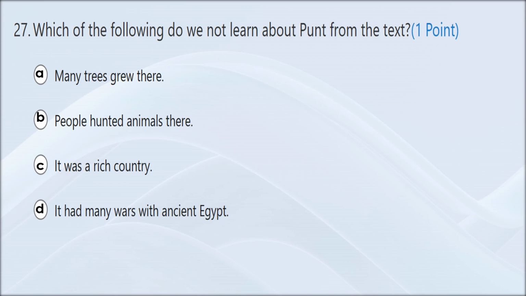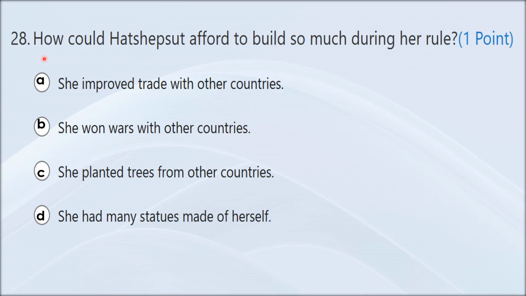Okay, let's move to 28. How could Hatshepsut afford to build so much during her rule? She improved trade with other countries. She won wars with other countries. She planted trees from other countries. She had many statues made of herself. So what is the right choice?